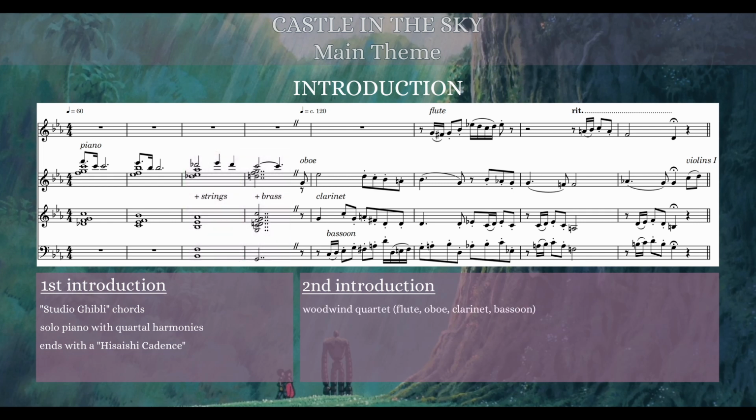After a brief pause in the music, we have a contrapuntal woodwind quartet texture in C minor. So that previous G sus chord set us up perfectly for this new key. Like the first introduction, this one's 4 measures, however we're now at about double the tempo.